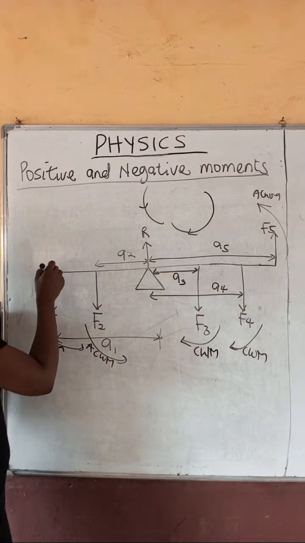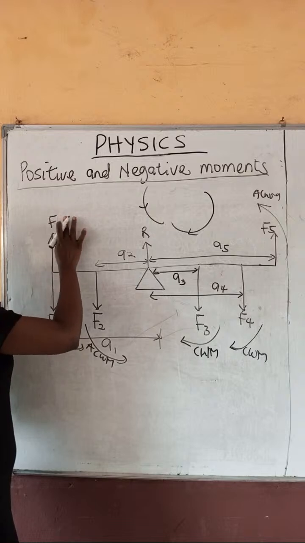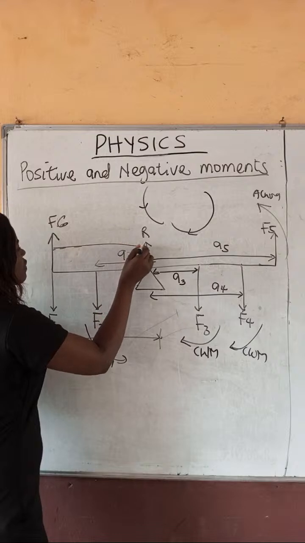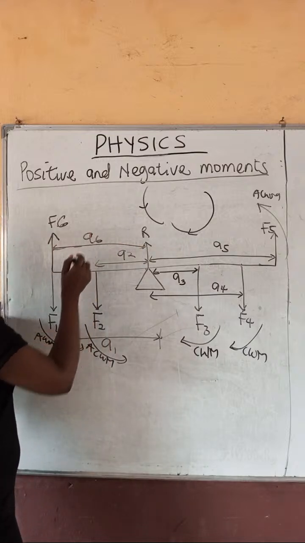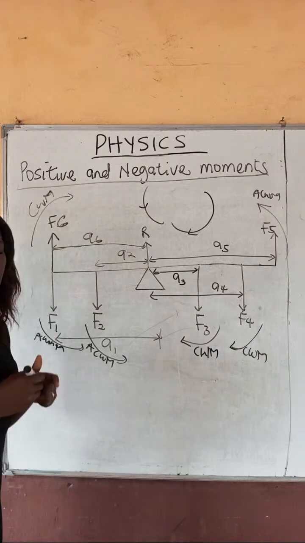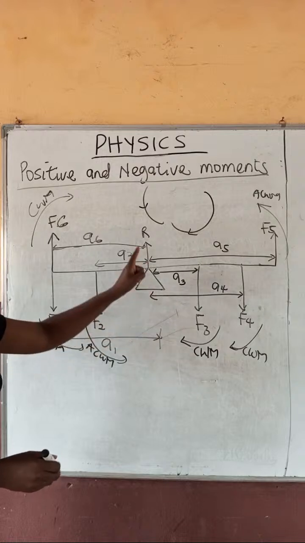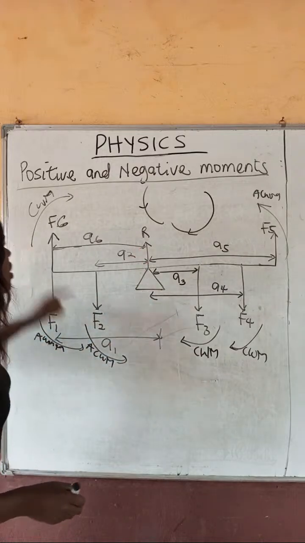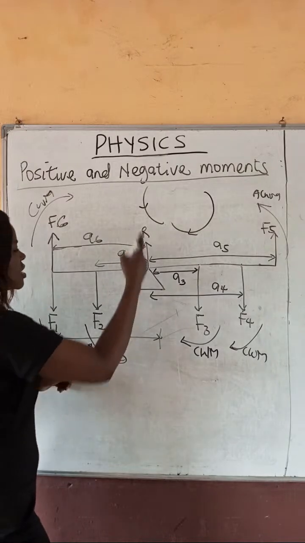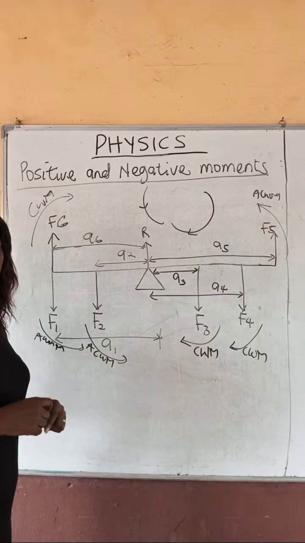So for me to have clockwise, I can say that here is F6. And the distance from here to the pivot, I will call A6. So this is a clockwise moment. Do we understand? Once the clockwise crosses this midpoint, it's going to continue again from here to the clockwise. And once anti-clockwise crosses this midpoint, it's going to continue from here to the anti-clockwise. Do we get it now?